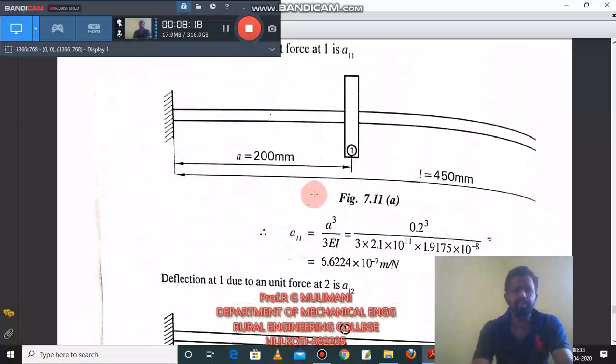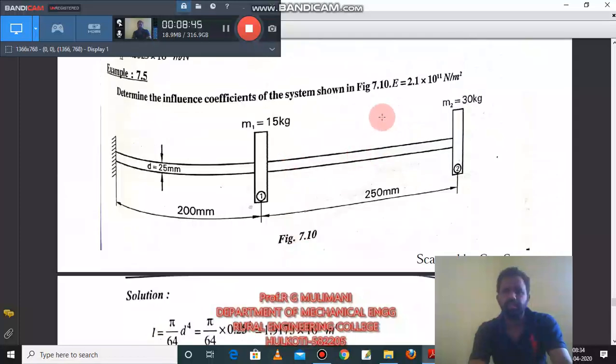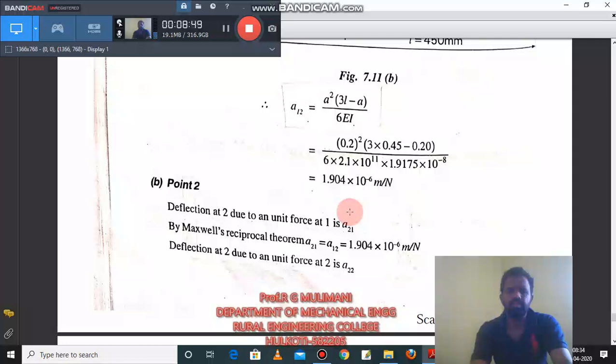To find a11, we already know it is a cube divided by 3EI. What is a? The position of the mass 1 with respect to the fixed end, that is 0.2 meters. E is the Young's modulus, I is the moment of inertia. Substitute these values and find a11. Similarly, we use the same equation to find a22. What is a again? The position of the mass 2 with respect to the fixed end, that is 0.45 meters.